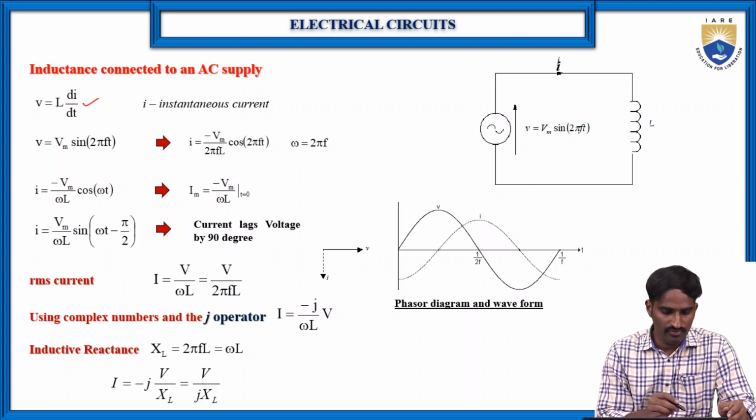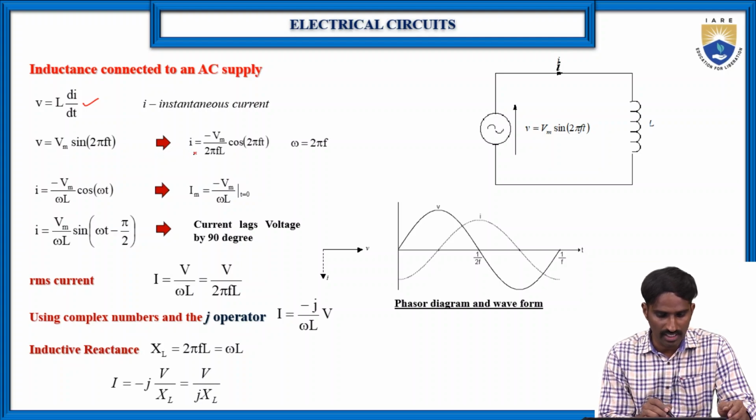But we know that V is equal to Vm sin 2πft. So from this, if you substitute, you get I is equal to minus Vm by 2πL into cos 2πft. Okay, I will let you know why it is minus here.